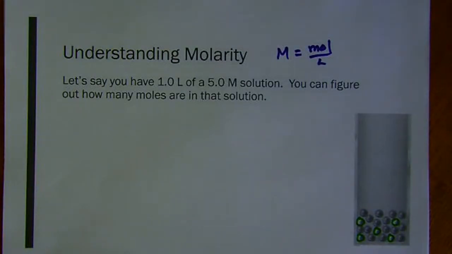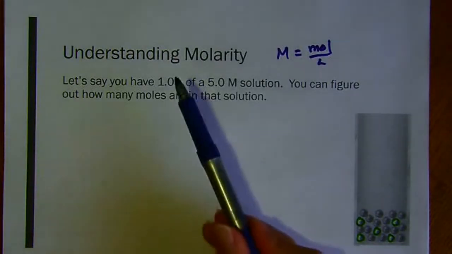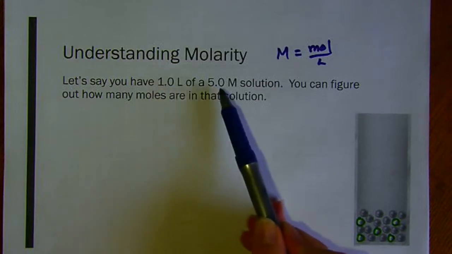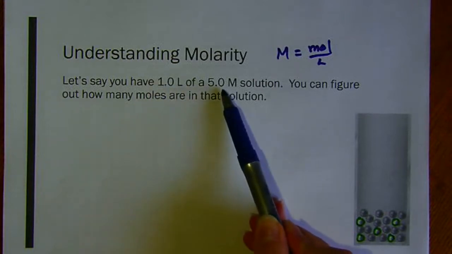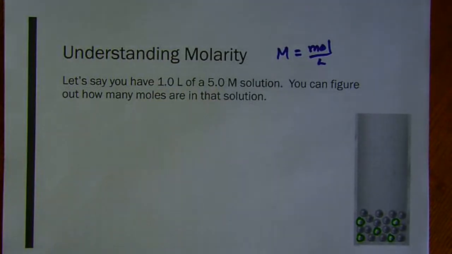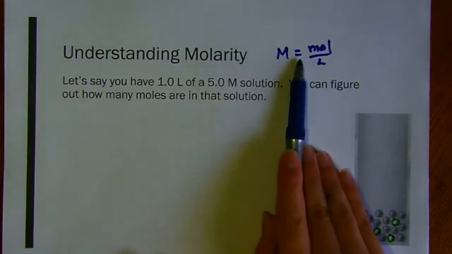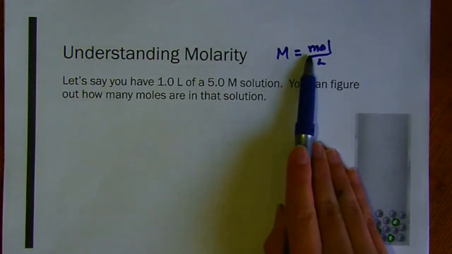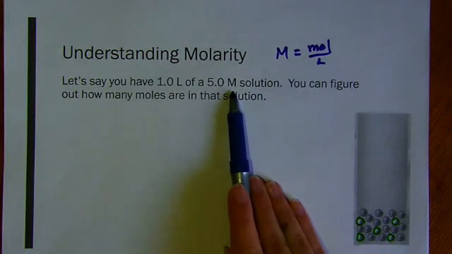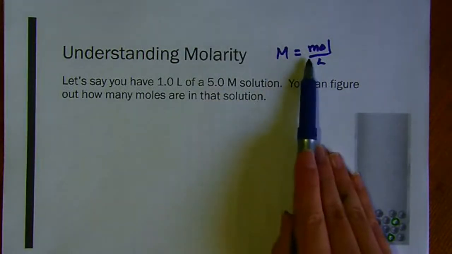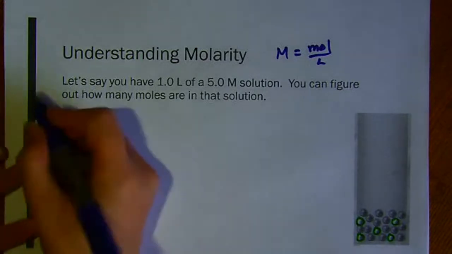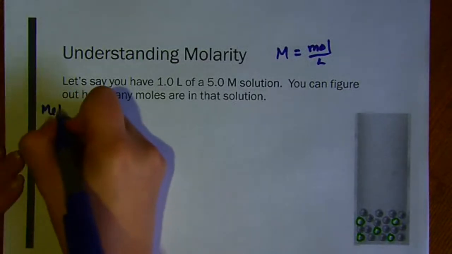Let's figure out how many moles we have in 1 liter of our solution at this concentration. We can solve that in one of 2 ways. The first is solving this equation for moles, or we can also use our concentration as a conversion factor. Let's take a look at solving our equation. Let's call that method 1.